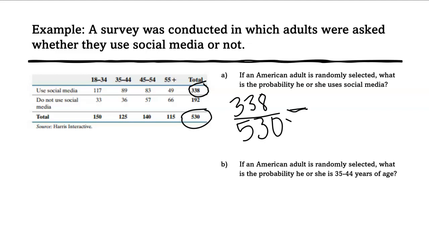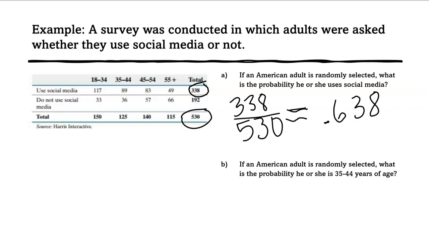So if you divide that out, round it to 3 decimal places, you end up getting 0.638. So the probability that the next randomly selected adult will use social media is 0.638. If you talk about that as a percentage, that's approximately 63.8% that person uses social media.